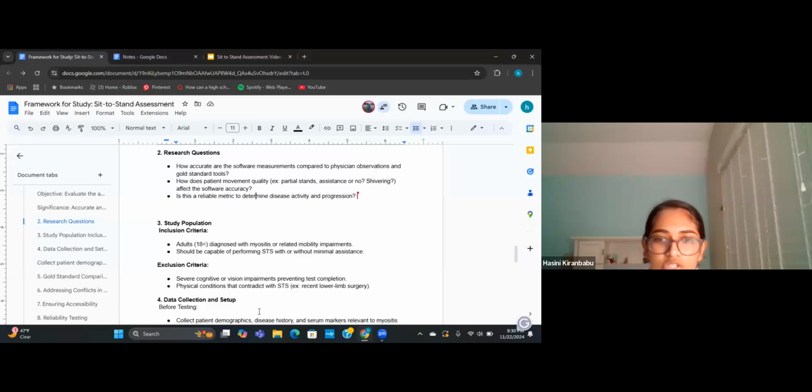I don't know, just other conditions that are similar to myositis, that have the same markers or symptoms.